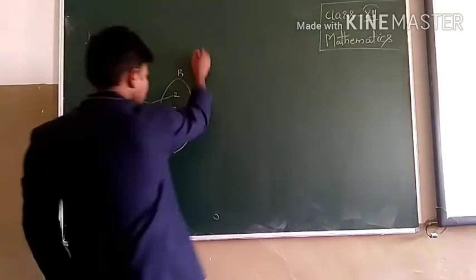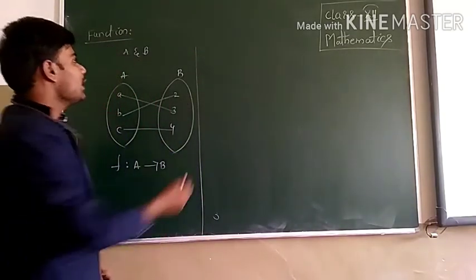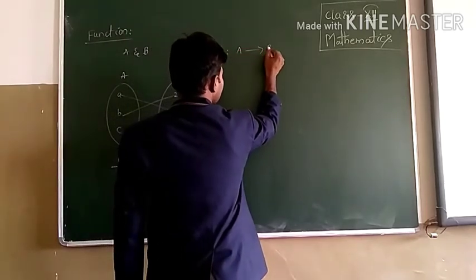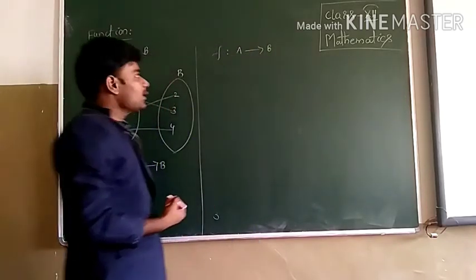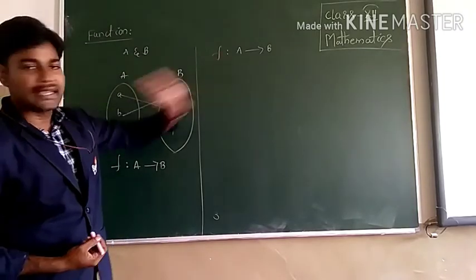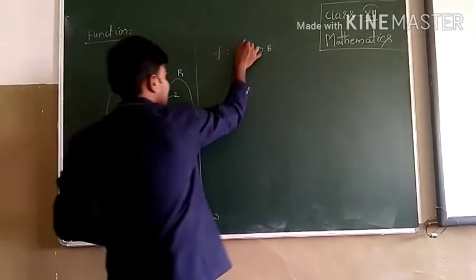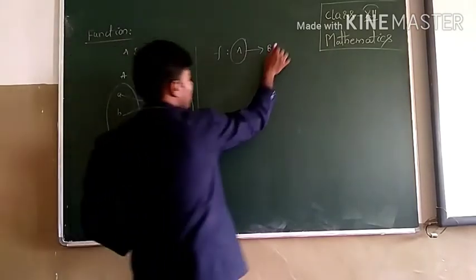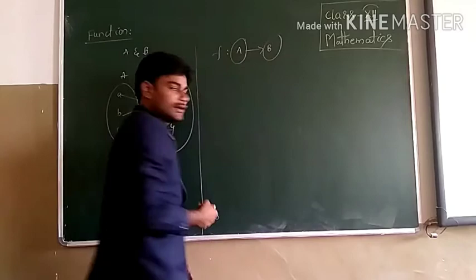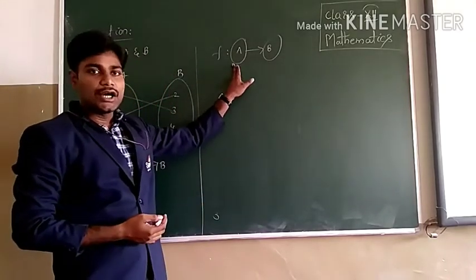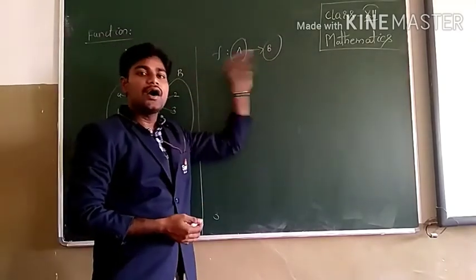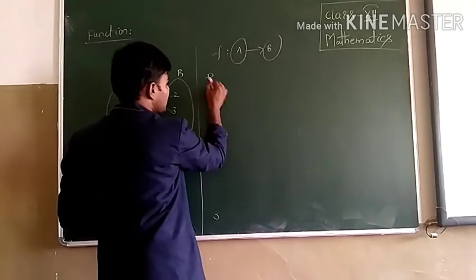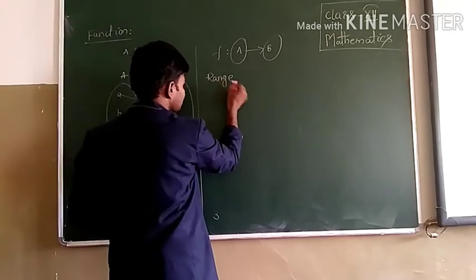Suppose a function F is defined from A to B. Here, A is called the domain of the function and B is called the codomain of the function. A represents the domain, B represents the codomain. Right? Here, we need to know one more important word, that is range.